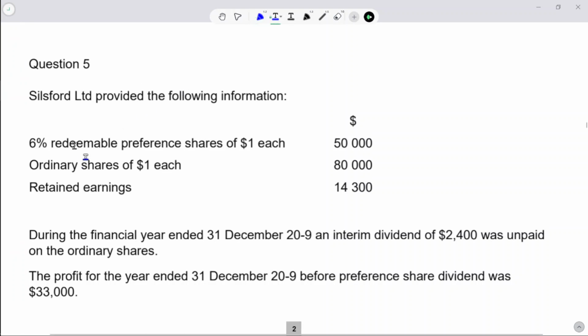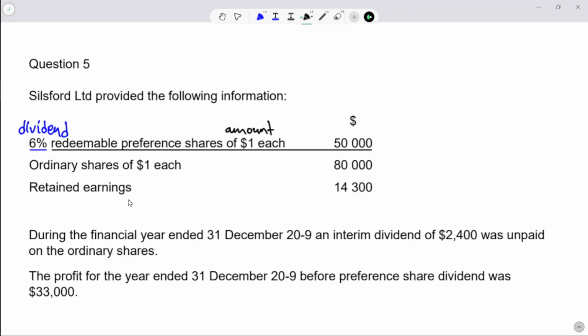So as usual, I see this one RPS, I become alert already. This one 6% is actually the dividend. This one is actually the amount. So what does he want us to find? He wants profit before RPS dividend. So what we'll do is profit after RPS dividend. Okay. So you need to find RPS dividend.